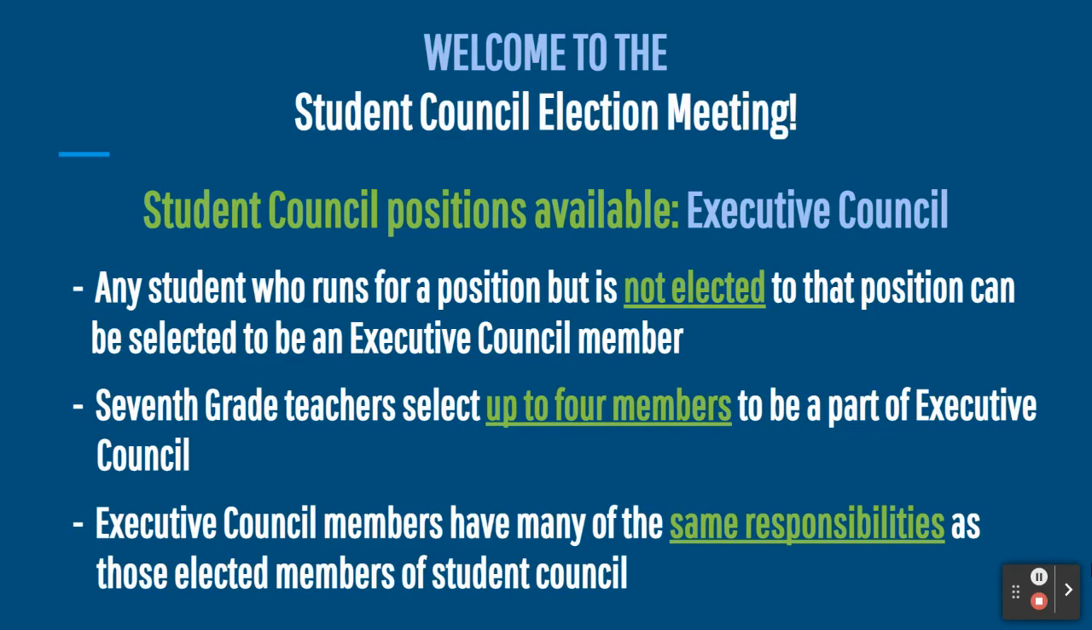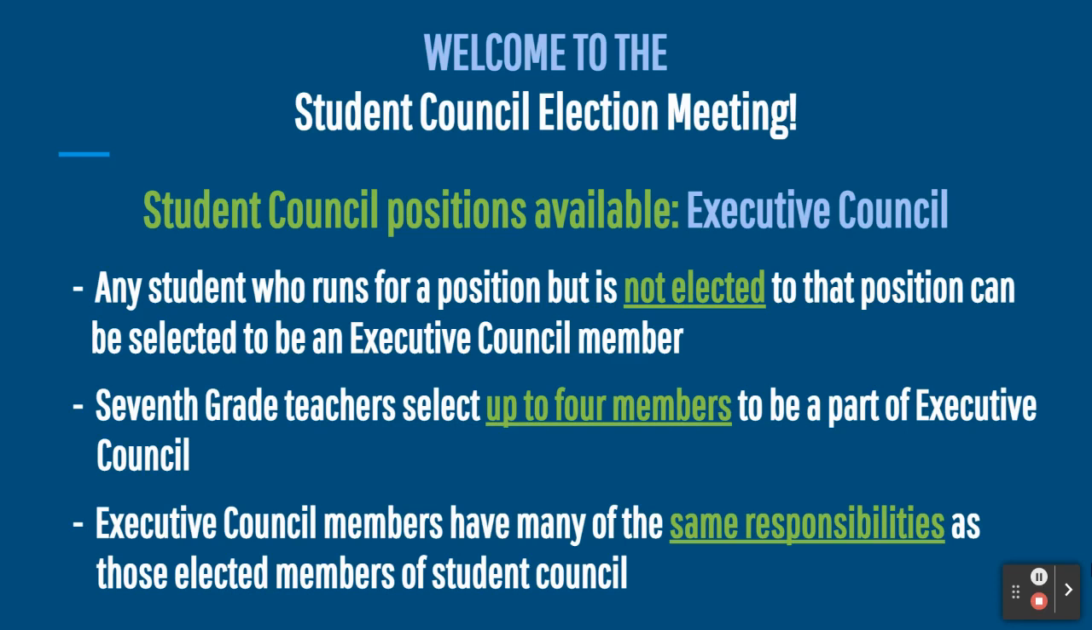If you run for a position but do not get selected by your peers in the election, you can still become a part of the student council leadership team by being a part of what's called executive council. In order to be considered for executive council, you have to run for a position. You can't just attend this meeting and want to be picked as executive council. You have to attend the meeting and run in the election and not be selected.